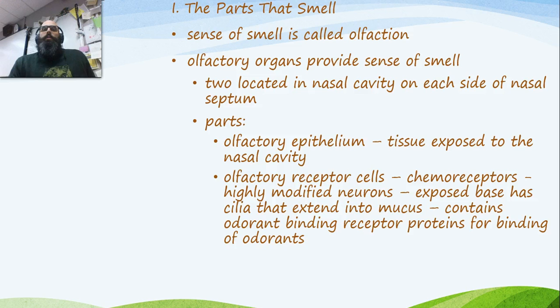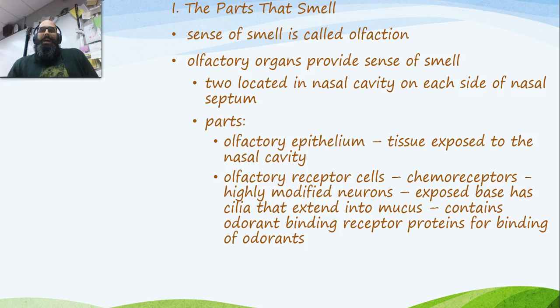You also have olfactory receptor cells. These are the sensory cells involved in olfaction. They are a very specific type of chemoreceptor. If you remember from previous units, chemoreceptors are those that detect various kinds of chemicals, things like pH level, oxygen levels, and carbon dioxide levels. But in this particular case, they are looking for odorants, things that are associated with odors.